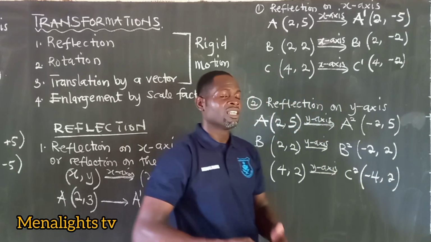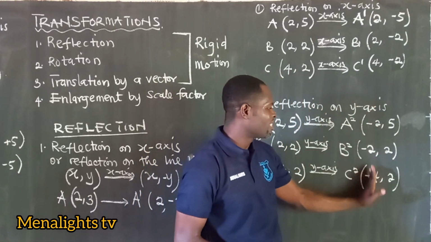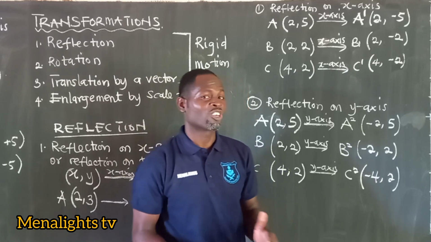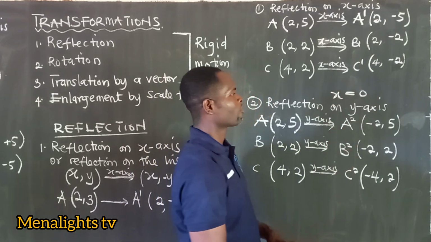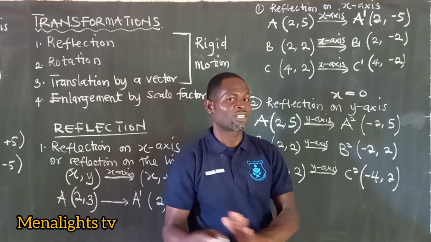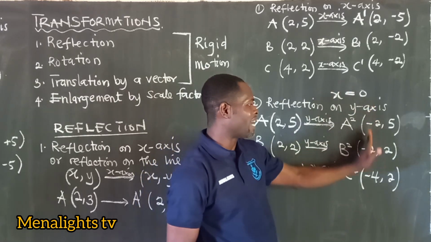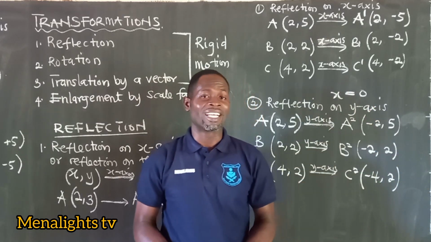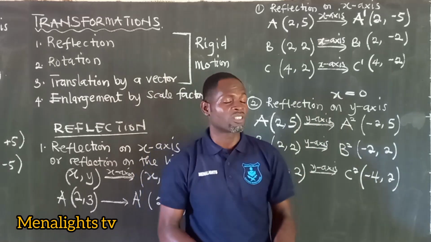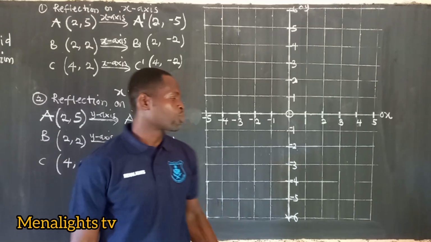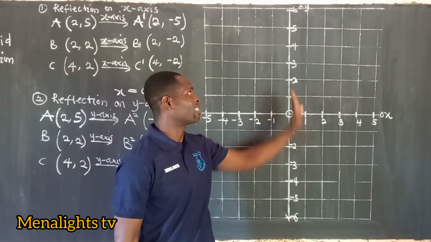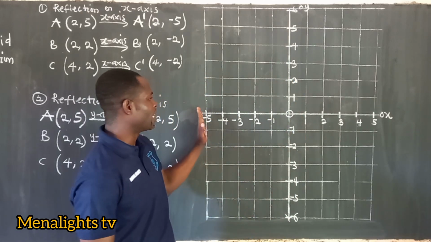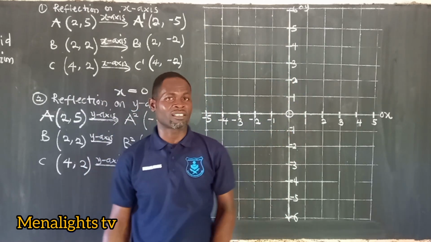Now when we look at the x-coordinates, they are all negated because x is equal to 0. So when you are reflecting on the line x is equal to 0, the x-coordinates will be negated, and that of the y-coordinates will be positive. So I have my number plane here. From top to bottom, that is the y-axis, then from left to right, that is my x-axis.